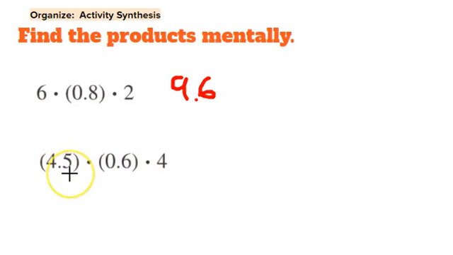6/10 times 4 and 5/10. 6 times 5 is 30. Carry the 3. 6 times 4 is 24, plus that 3, that's 27. And there's a 0. 270. 270, we've got tenths and tenths. So it'd be 2 and 70 hundredths. 2 and 70 hundredths times 4. Let's see, that would be 28. Carry the 2.